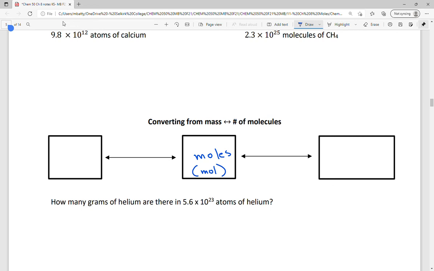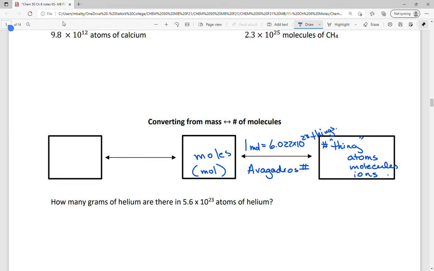Over here, we're going to talk about the number of things: the number of atoms, molecules, ions. And the go-between that was Avogadro's number. So we know that 1 mole has 6.022 times 10 to the 23 things, whatever those things are.